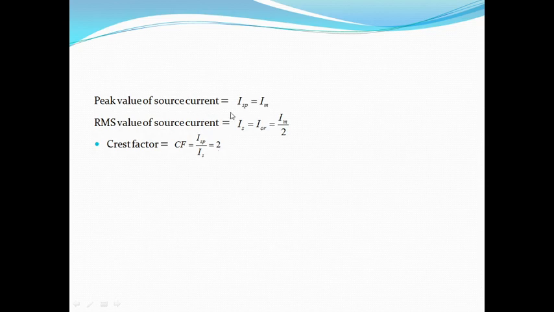Then the peak value of the source current is ISP equal to Im. The RMS value of source current is Im by 2. So crest factor is the ratio of peak value upon the RMS value, which comes out to be equal to 2. So these are the working and the performance parameters of the half wave rectifier.